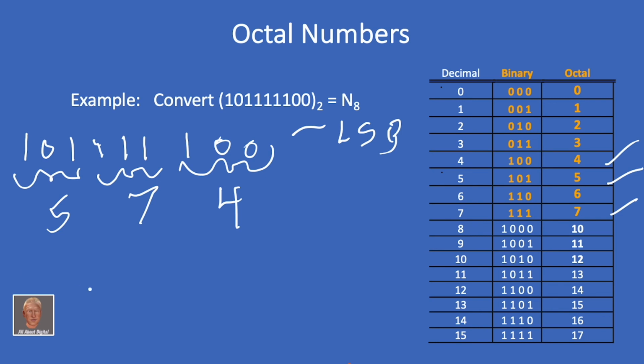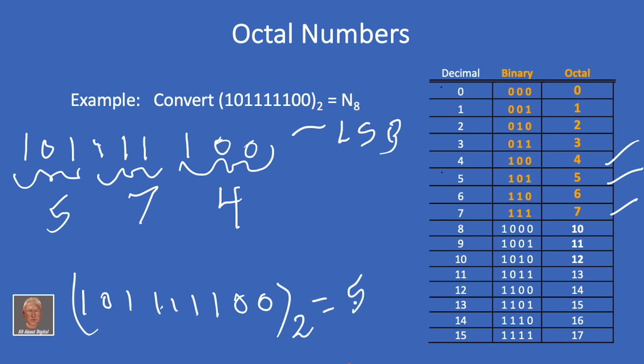So this number right here, 1, 0, 1, 1, 1, 1, 1, 0, 0, base 2, is equal to 574 base 8.